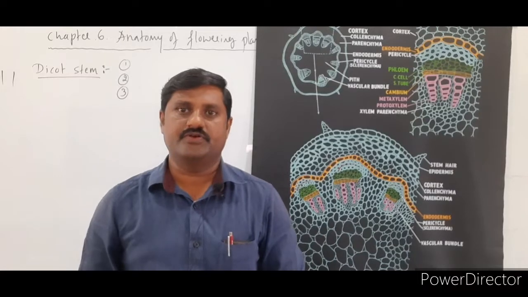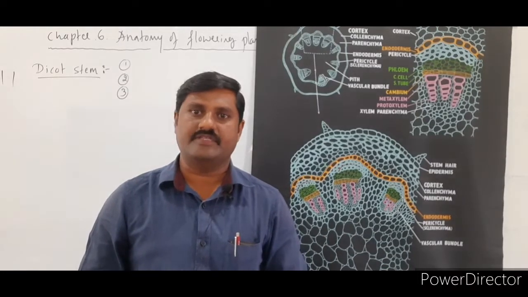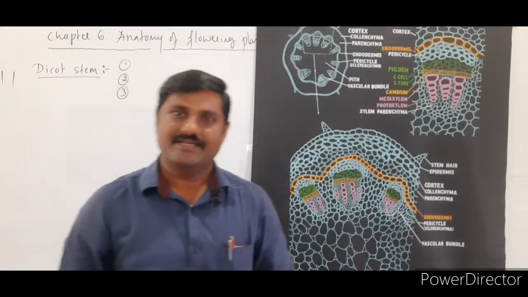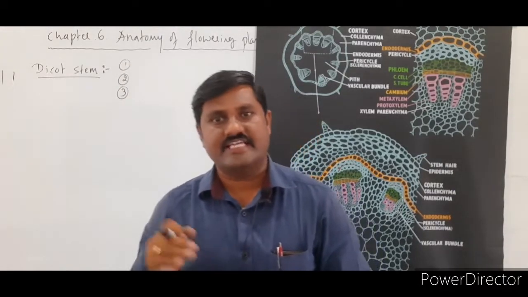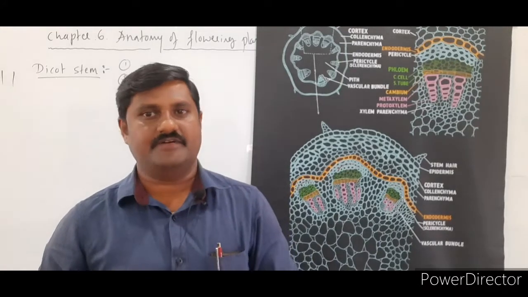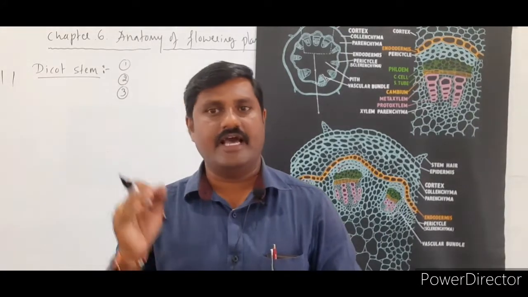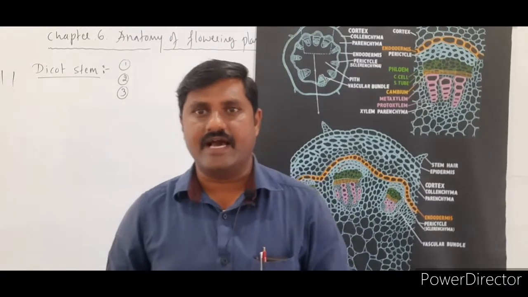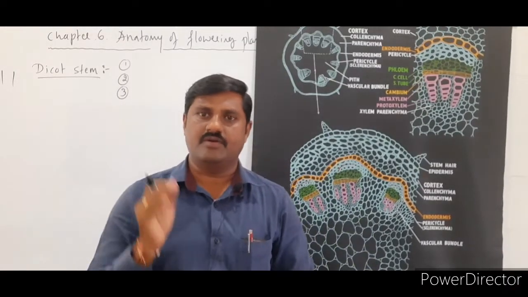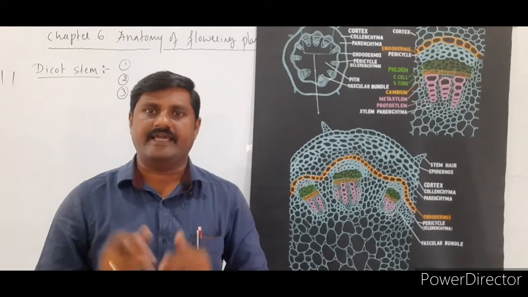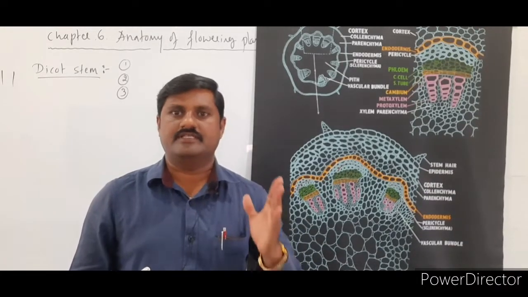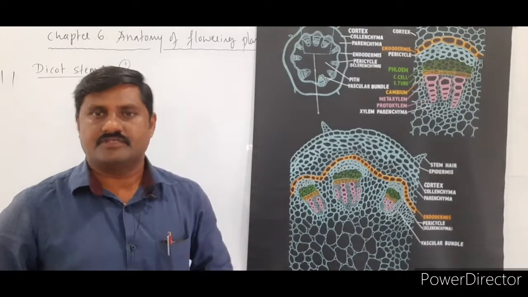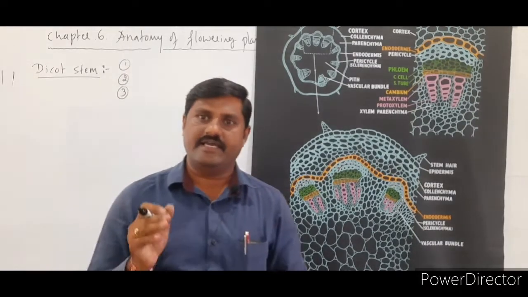So in the last video, as you know, I had started with the anatomy of dicot as well as monocot plants. There I explained the anatomy of dicot root as well as monocot root in the last class. And today's class will start with the anatomy of a stem. In this anatomy of stem, we study both the dicot stem as well as the monocot stem. First of all, we'll start with the dicot stem.